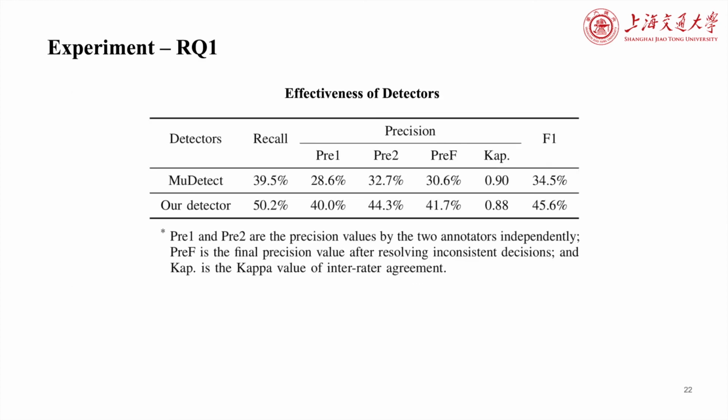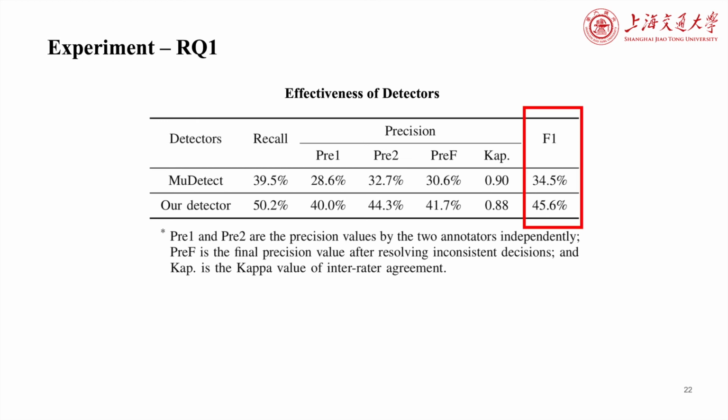For our Q1, we compare our API misuse detector against the state-of-the-art detection approach, MUDetect, on the MUBench dataset. We use recall, precision and F1 score to measure the effectiveness of detectors, where F1 score is the harmonic mean of recall and precision. We calculate the precision on 10 projects and manually examine the top 20 detected misuses for each project.